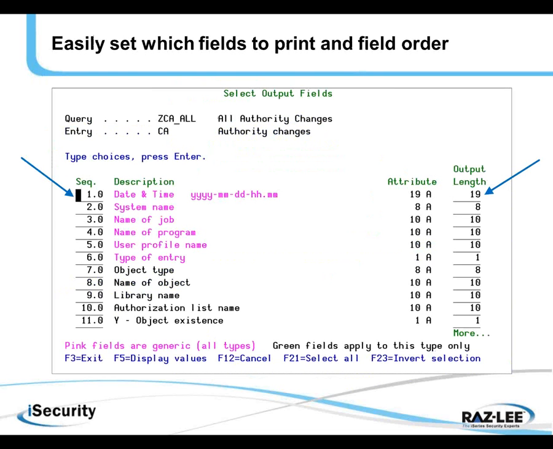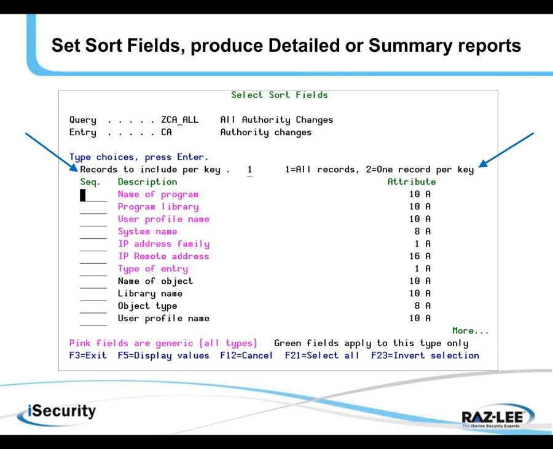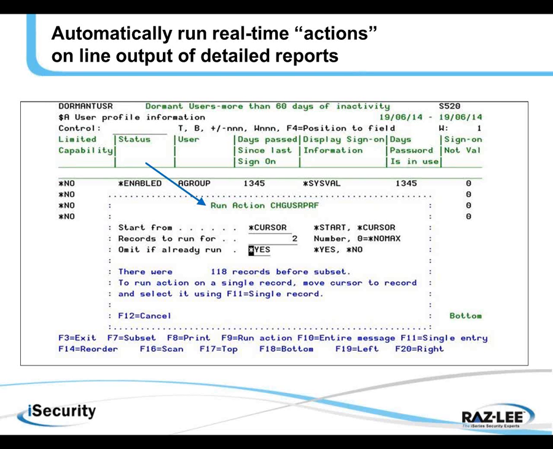We can easily set which fields to print and the order of the fields to print. This is easily done by entering the sequence number here on the left, and we can actually set the output length of the particular fields as well. We can also set sort fields, but what's really interesting is that we can produce either detailed or summary reports, because option 2 on this screen means produce only one record per key, and in this case we have a summary report for every key in the entry type, if we're talking about audit, for example.